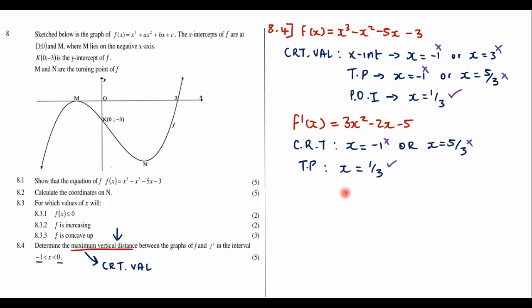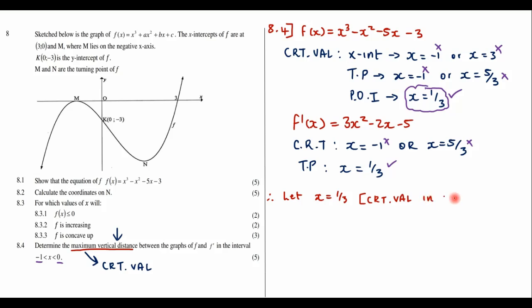Now, what does this mean? So this means that the vertical distance we're going to calculate, we're going to calculate using this x coordinate, because that's where we see an x value that has a critical value, right? So now that we have found our critical value, we're going to let the x value be 1 over 3.